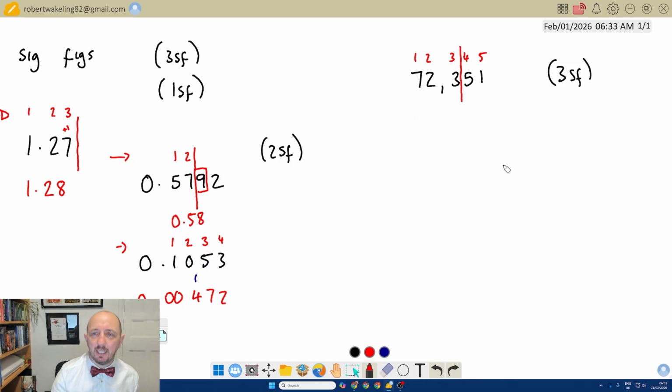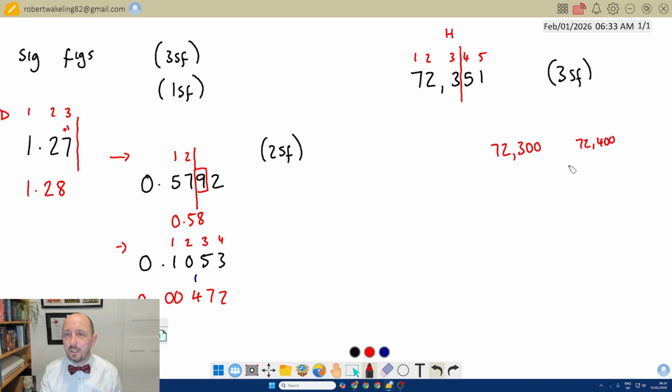But what we do say is this third significant figure is in the hundreds column. Thousands, hundreds, tens, units. From primary school, we're in the hundreds column. So we want the nearest hundred. 72,300, 72,400. Which one is closest? Halfway would be 72,350, and this is 72,351. So it's very slightly closer to this one.